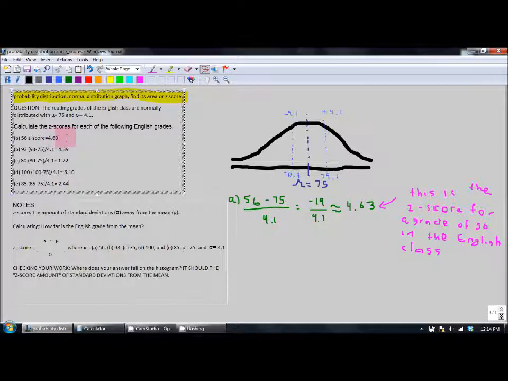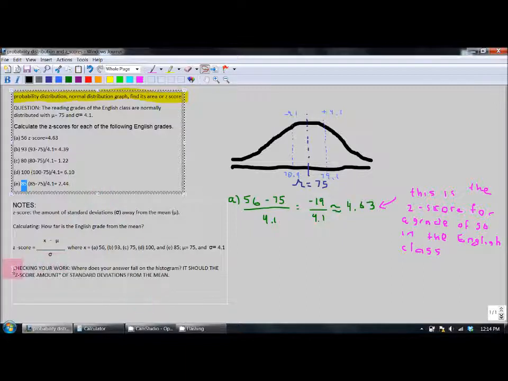And pretty much what this is saying here is that these answers are your z-scores for a grade of whatever the grade is. So this 4.39 is your z-score for a grade of 93. This z-score of 2.44 is your z-score for a grade of 85 in the English class.